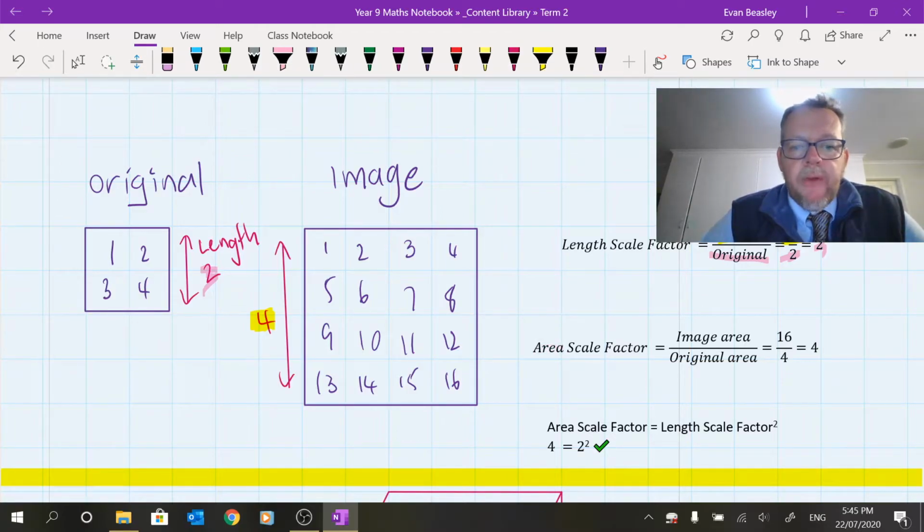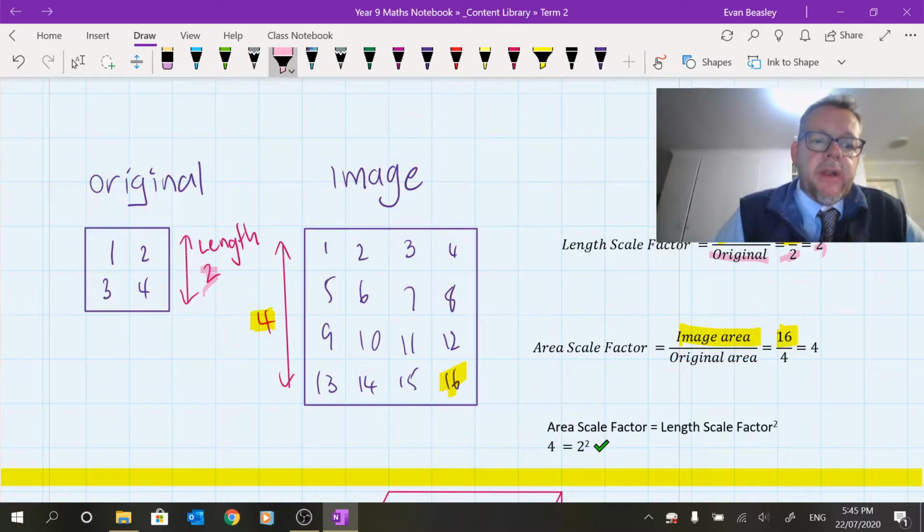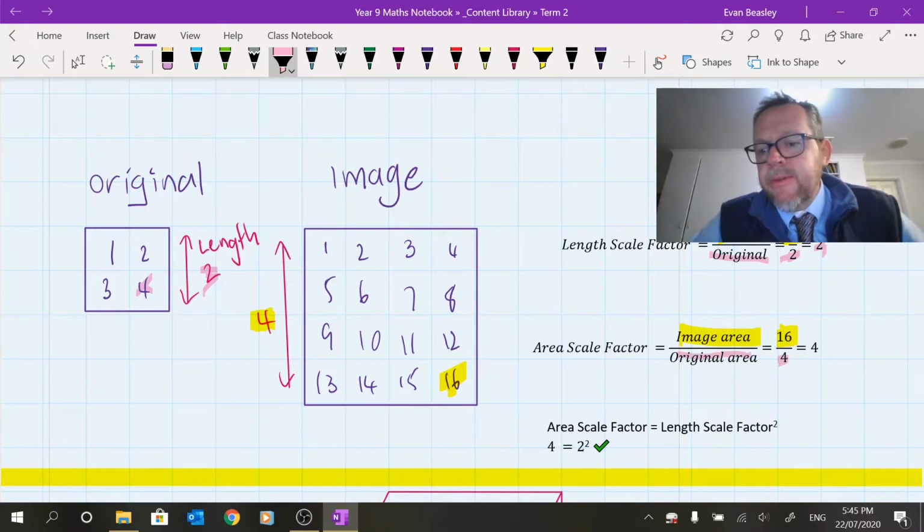So if I have a look at my area scale factor, my image area, if I look at the square on the right hand side, it's 4 times 4, which is 16 squares. So we can count up to 16. There's 16 square units in there. Now if I look at the original on the left, we've only got 4 squares. Okay, so 16 divided by 4.